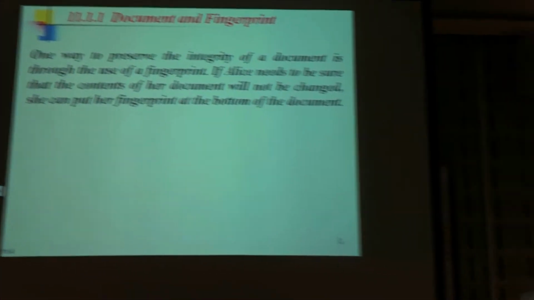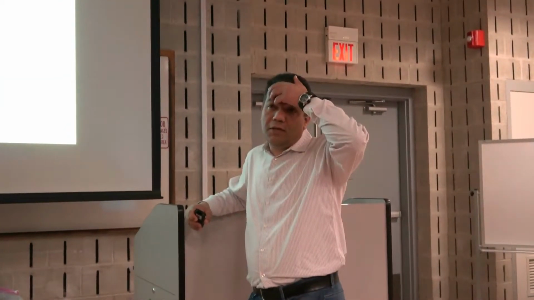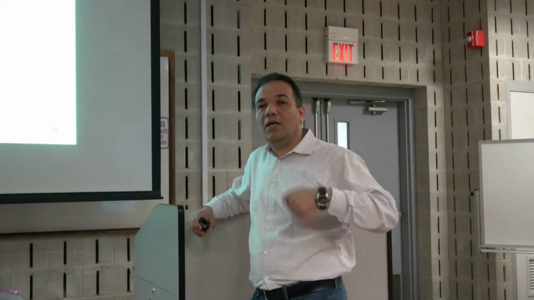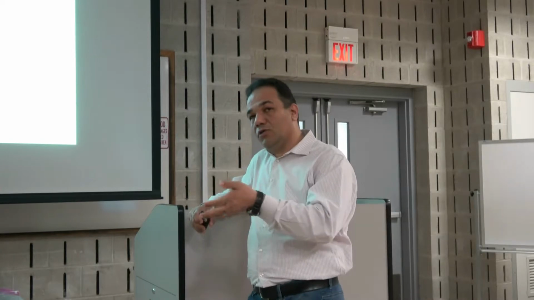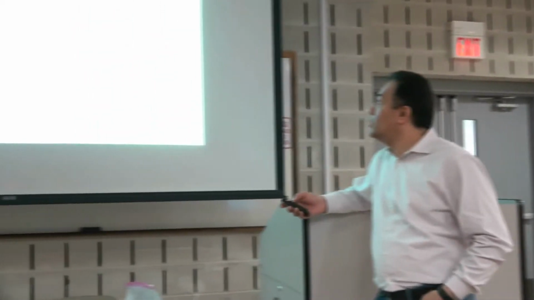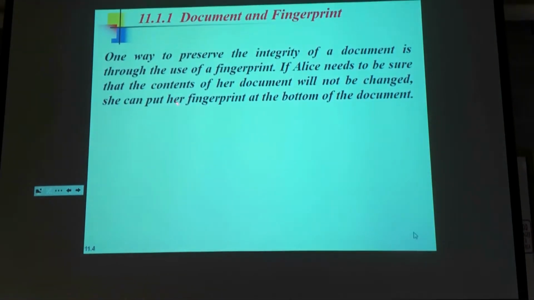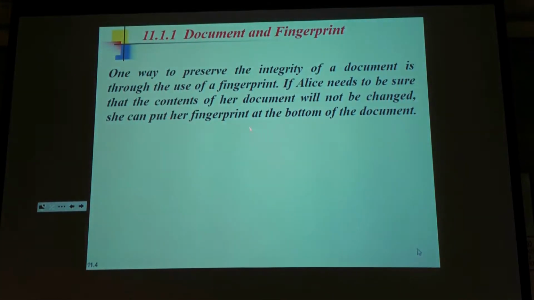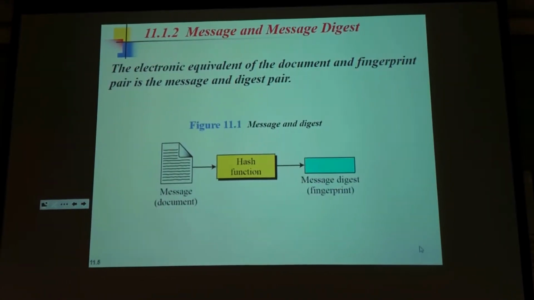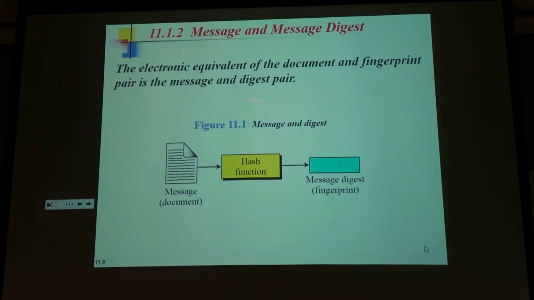So one way to preserve the integrity of a document is through the use of a fingerprint, right? When you write a document, if you need to make it authentic, what you do, you sign it, right? When you write a check, how can the bank know it's coming from you? By signing it. The bank teller or bank employee tries to compare your signature with the signature on that paper. All right, fingerprint. So if Alice needs to be sure that the contents of her document will not be changed, she can put her fingerprint at the bottom of the document. That's real life, right?